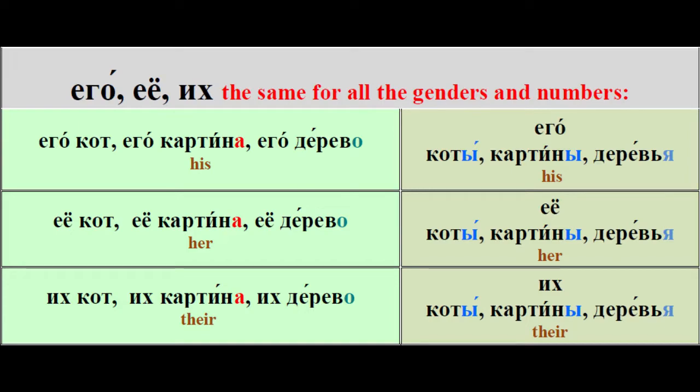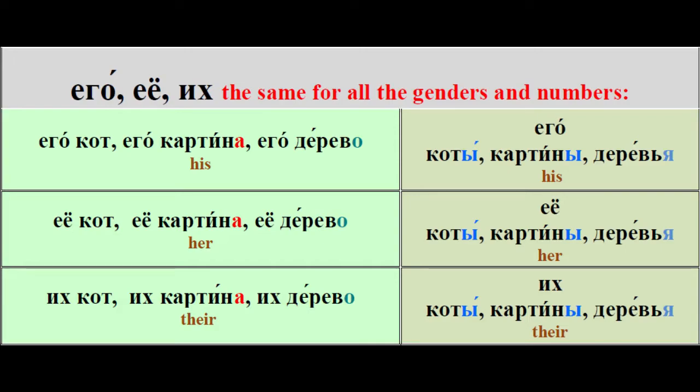And the last possessive pronoun, их, which means their. It also stays the same for all genders and numbers. Их кот, их картина, их дерево. Их коты, их картины, их деревья.